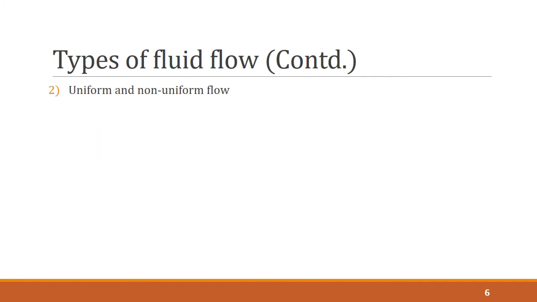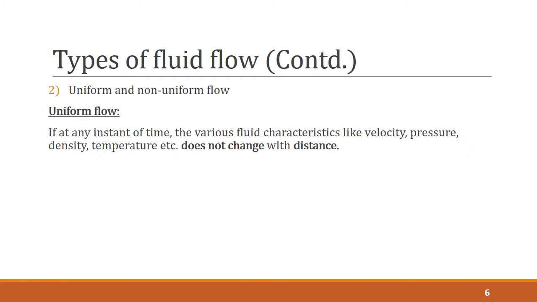Moving on to uniform flow and non-uniform flow. Uniform flow is when, at any instant of time, the various fluid characteristics like velocity, pressure, density, temperature, etc. do not change with distance. So here imagine that a number of people are placed along the flow at different points, and they are asked to measure the velocity, pressure, density, temperature, etc.